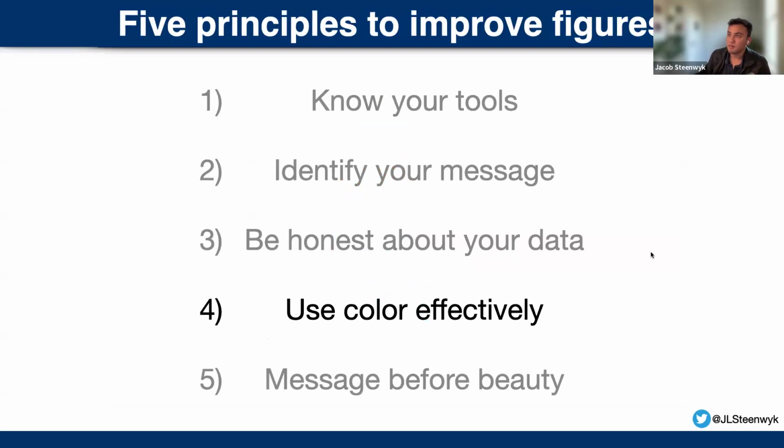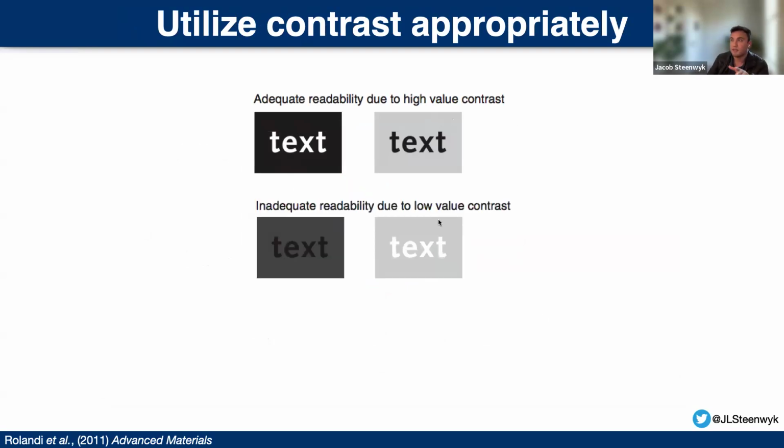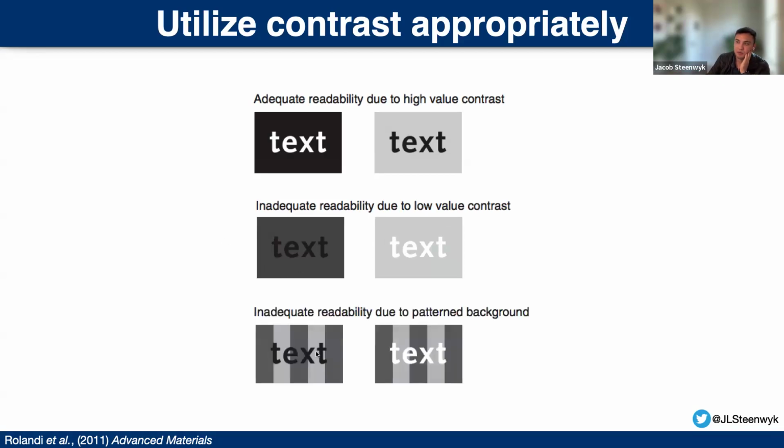Okay, two last things. One of which is using color effectively. One thing to consider is how to utilize contrast appropriately. Having adequate readability can be achieved by having high contrast, so bright white text against a dark background, or a light background against dark text. But if you have inadequate contrast, it can be really tough to read that text, or if you have a pretty distracting background. I think this is partly why patterned backgrounds have fallen out of favor.